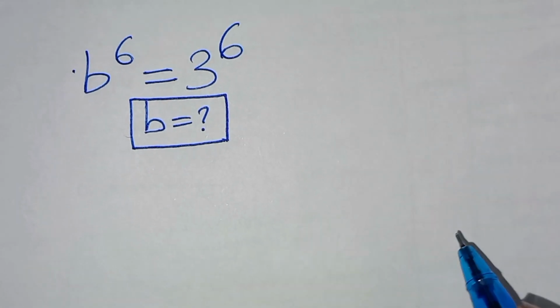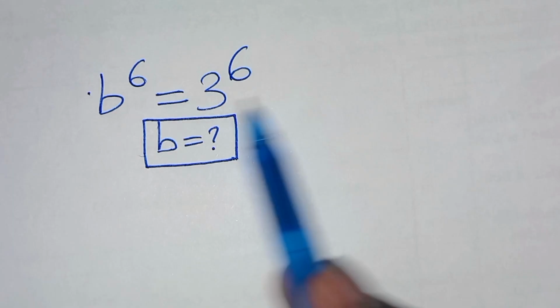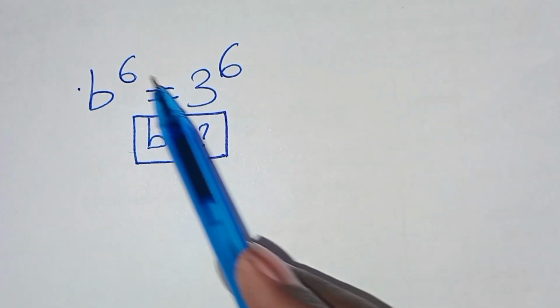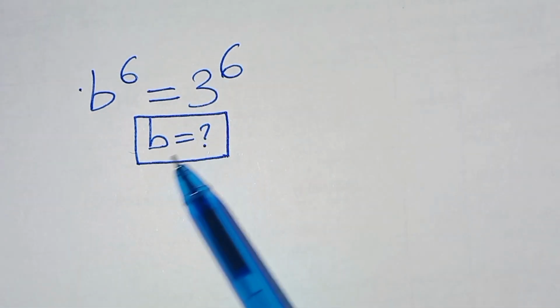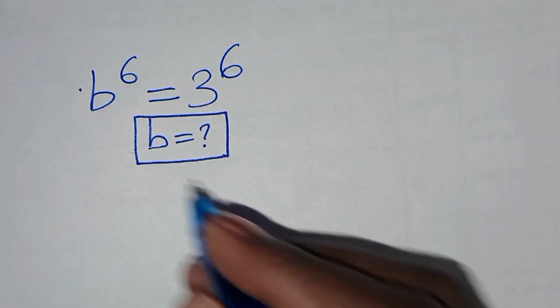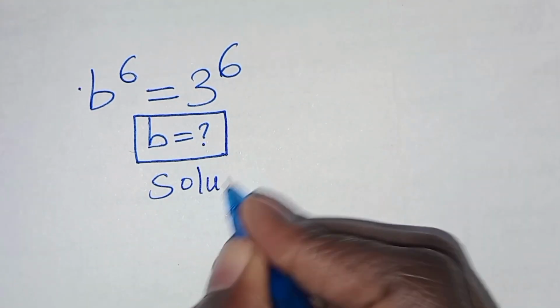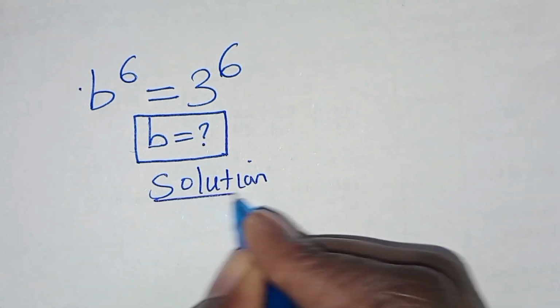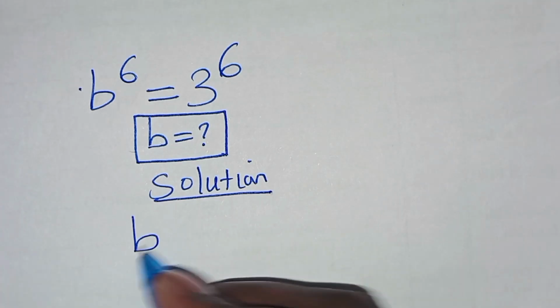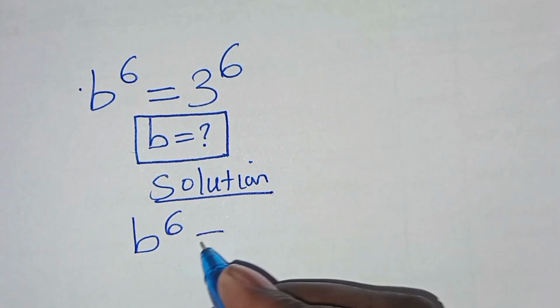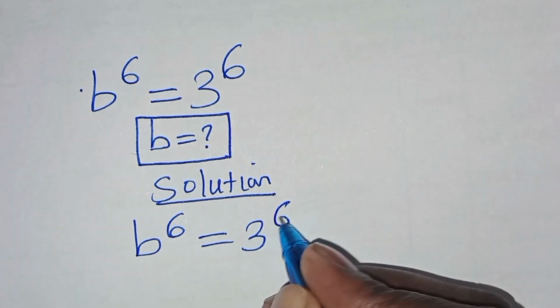Hello everyone, you're welcome to solve this nice exponential problem: b to power 6 is equal to 3 to power 6. What is the value of b? Solution from here, we have b to power 6 equal to 3 to power 6.